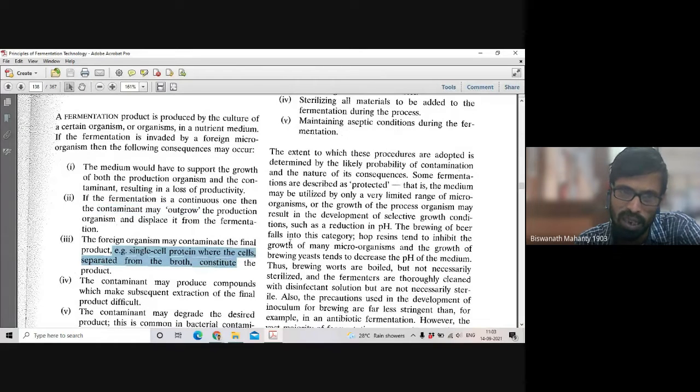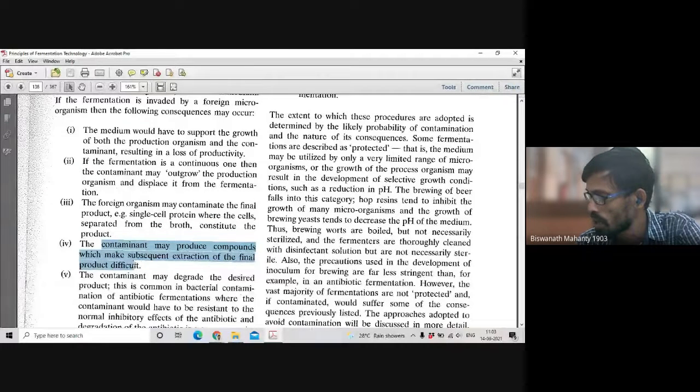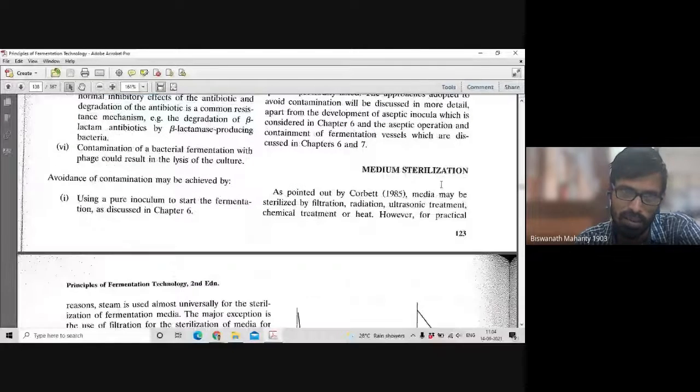So there is a loss, and the contaminant may produce a compound which makes subsequent extraction difficult. So your pathogenic organism may produce something which you want to remove. That aspect can be really difficult to do if I'm not going for this process. So avoidance is always a good idea.